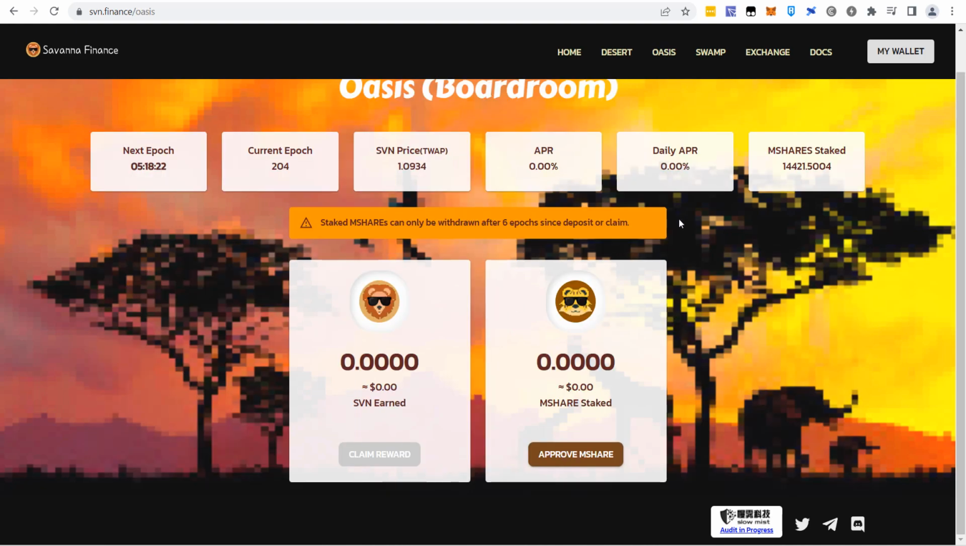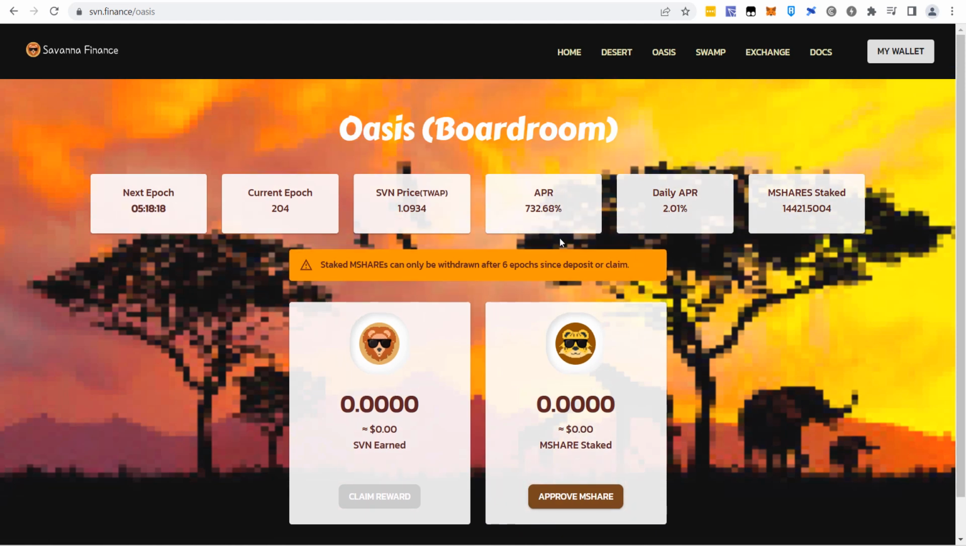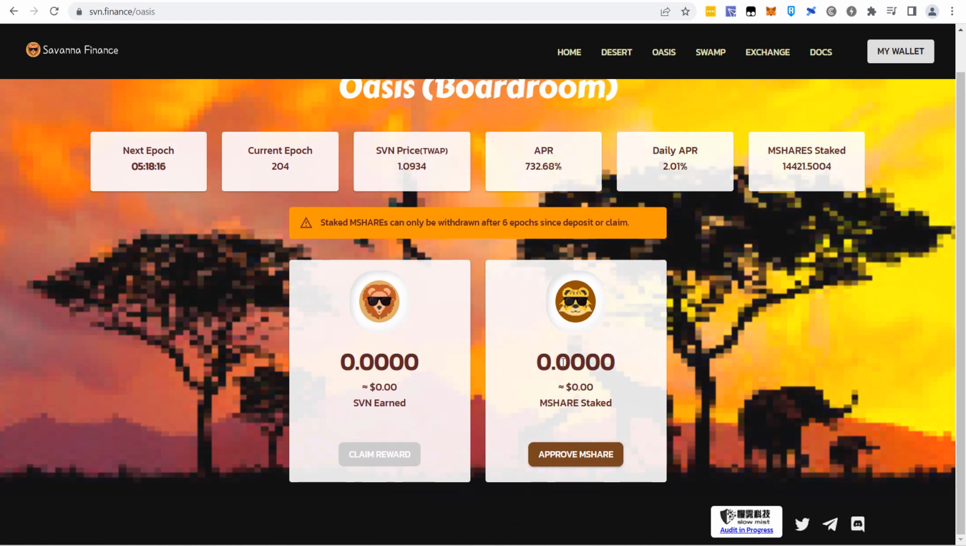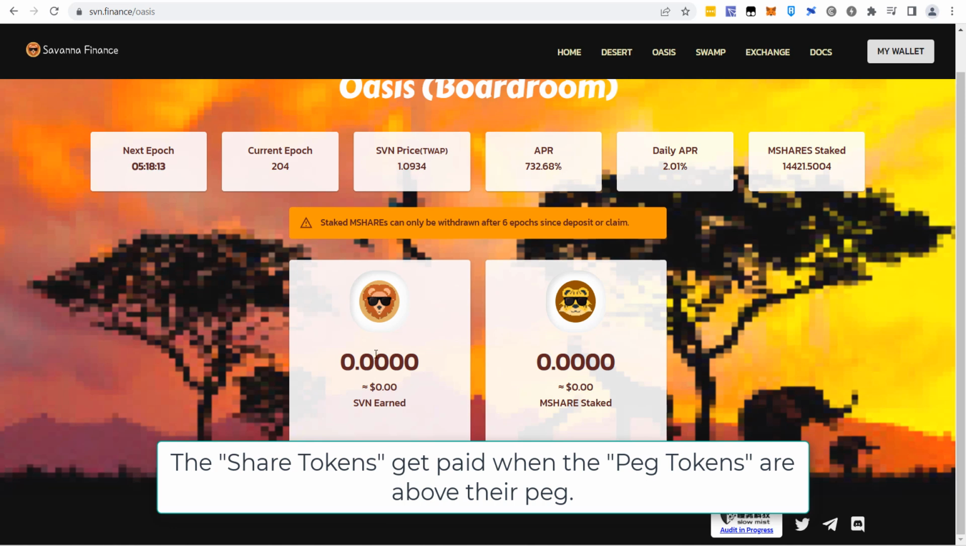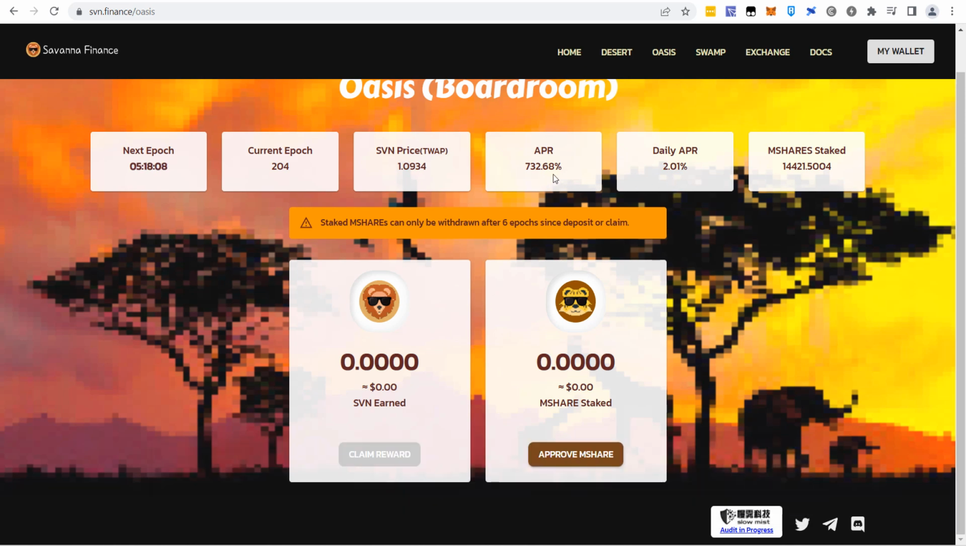If you come over here inside Oasis, or what they call the boardroom on an algorithmic stablecoin, if you had M share, you would stake them here. Every few hours you get your reward. The reward comes out to 2% daily, 732% APR. That's not a gimmick, by the way. The catch, if there is one, is that this M share price can go up and down radically. I think M share has been as high as 20-something thousand or $30,000.